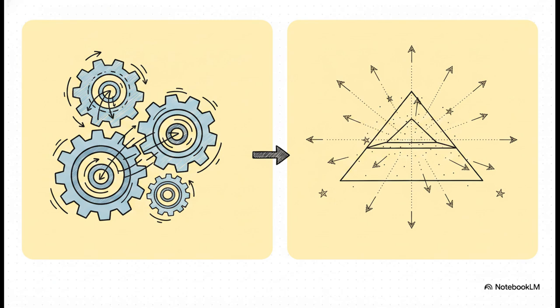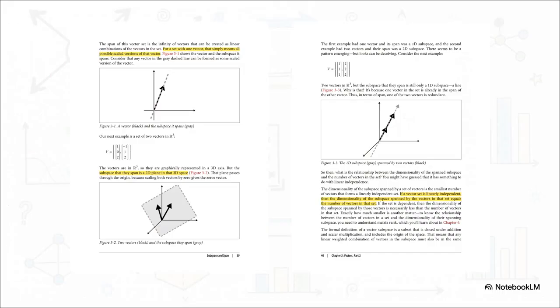Think of span as the verb. It's the actual mechanism, the physical action of combining all possible linearly weighted combinations. Subspace, on the other hand, is the noun. It's the resulting geometric space, that infinite set of vectors you literally just created by spanning. Let's actually look at this visually to really hammer it home.